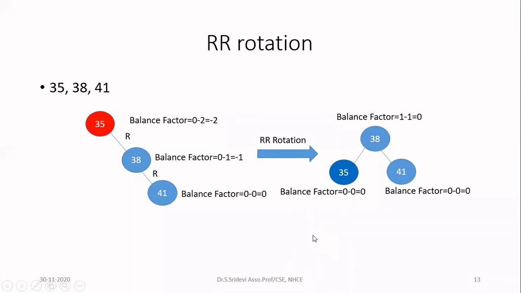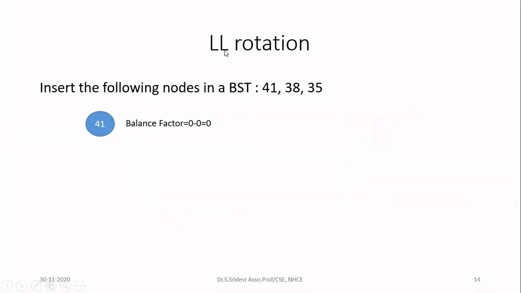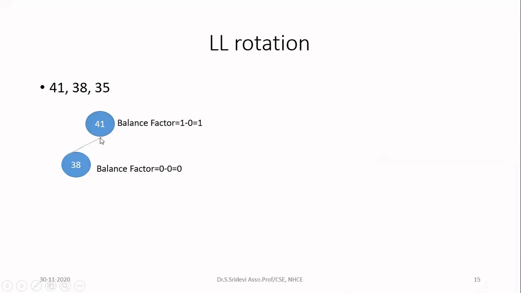Now let us consider the same input, but in a different order. I'm going to insert the data 41, 38 and 35. This is the order. The same data was inserted in the previous tree also, but the order was different. First, I'm getting 41. It is a root node, so the balance factor is 0. Then I'm getting 38. I'm inserting 38 as the left child of 41. Now the balance factors of both the nodes are in the allowed range.